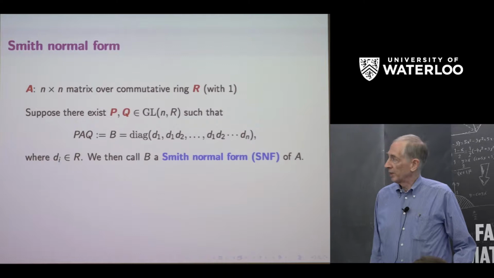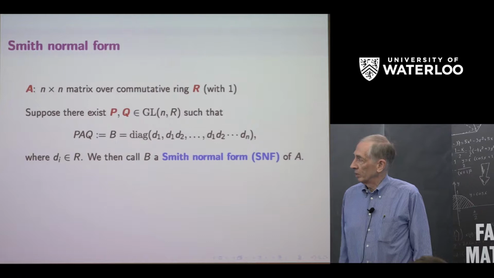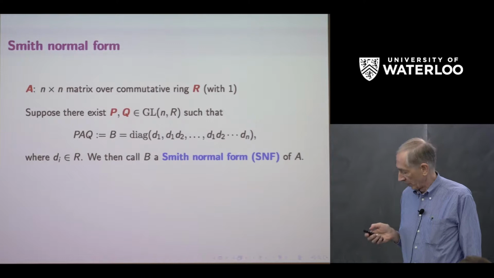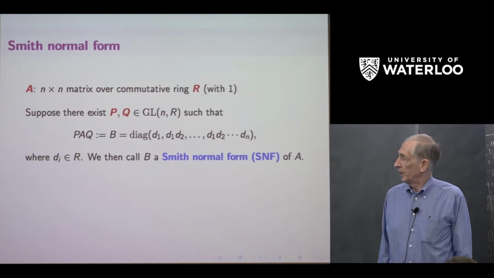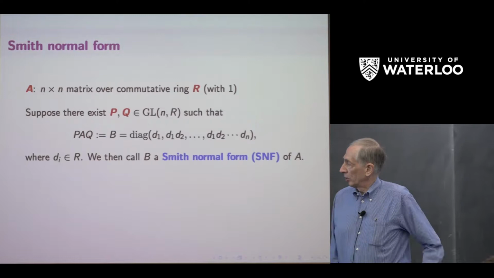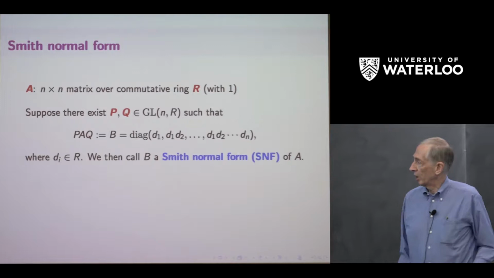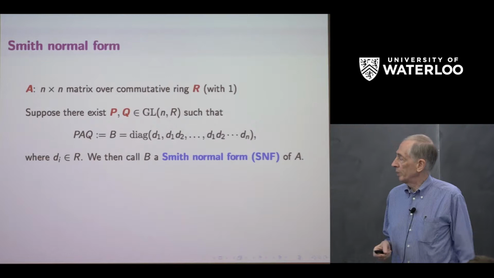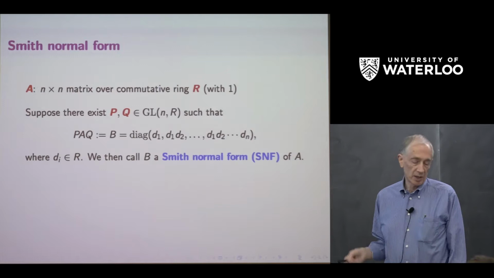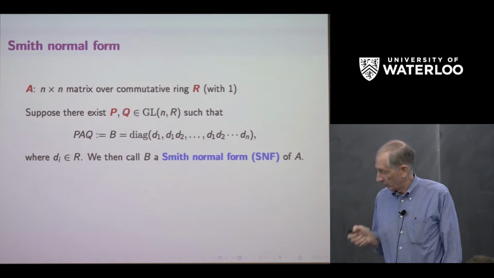Well, it can easily be done for rectangular matrices, but for simplicity, let's just consider square matrices. So we'll say that an n by n matrix A over a commutative ring with identity has a Smith normal form B if we can find two matrices P and Q, n by n matrices with coefficients in this ring R, and they're invertible over R. So their determinants are units in R. And we want PAQ to be a diagonal matrix such that each entry on the diagonal divides the next one. So we call such a matrix B a Smith normal form of A.